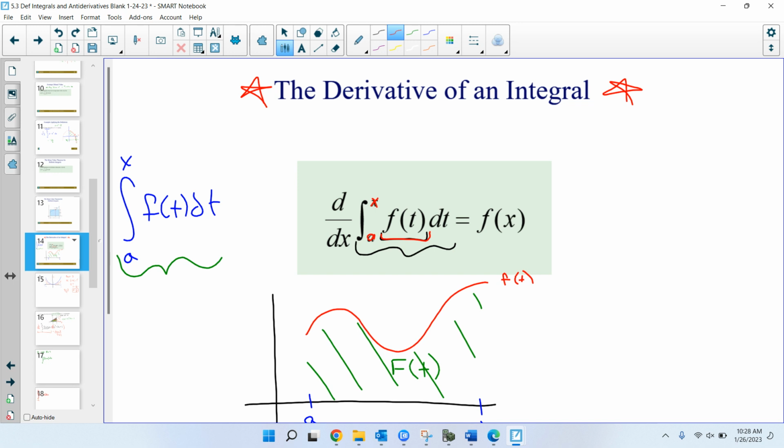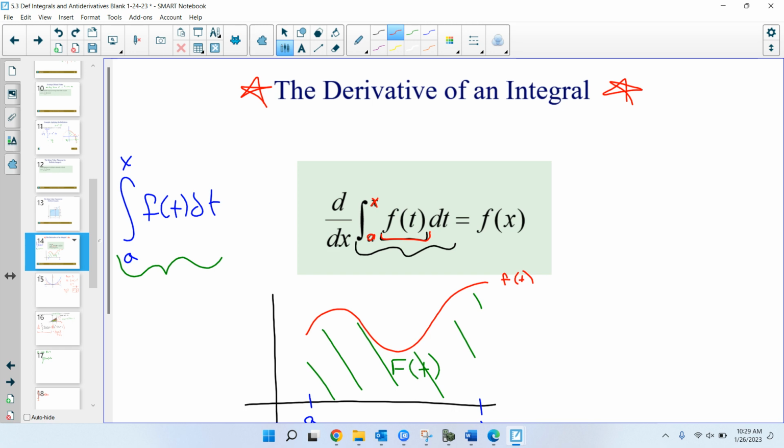If I just asked you to do that part of it, it would be an area function. Plug in x, get out an area. Plug in a new x, get out a new area. Plug in another x, get an area. But that's not where we're stopping. That's a function of area.